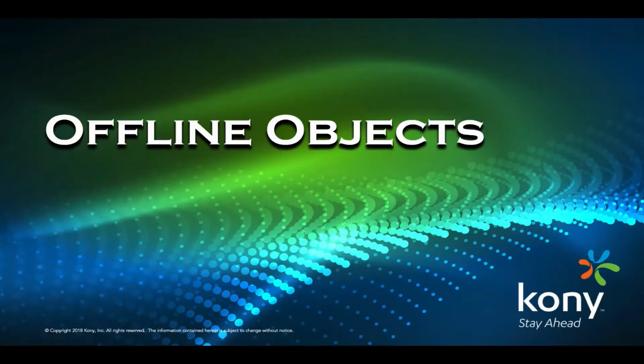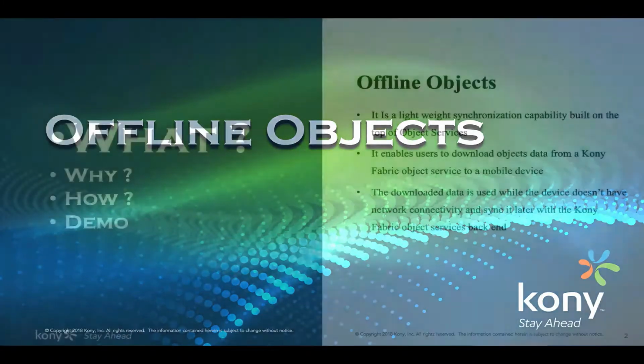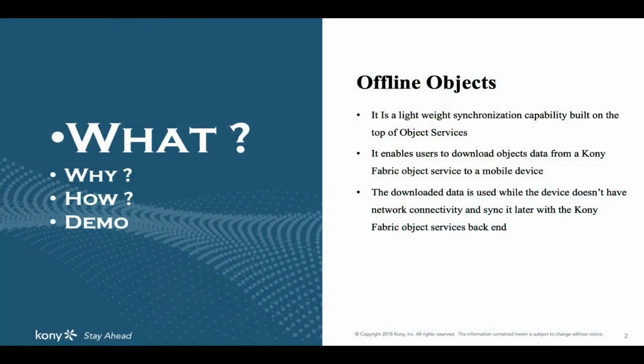In this particular video, I would show you how you can use offline objects to provide offline capabilities to your app. So first, what is offline objects? Many of the apps that we use in our day-to-day life have offline capabilities. Take Gmail, Twitter or WhatsApp. All work offline very well. Even if we don't have network connectivity, we can see Twitter feeds, read WhatsApp messages and check mails. Offline objects is a lightweight synchronization capability provided by Kony to make your app work offline.